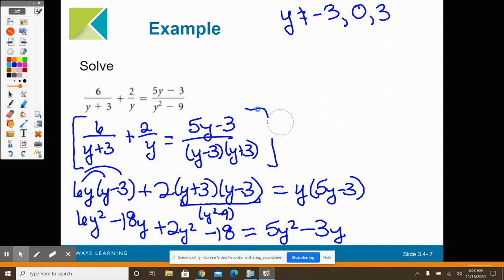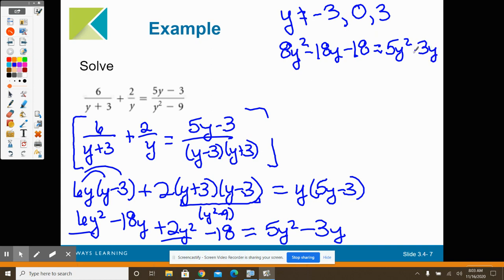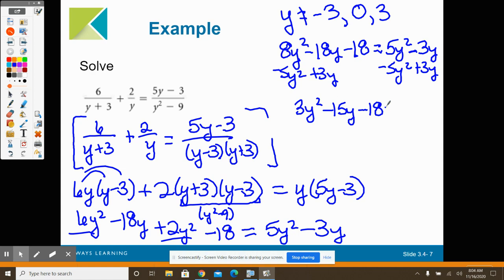Erase my denominator. Okay. So 6y squared plus 2y squared, that's 8y squared minus 18y minus 18 equals 5y squared minus 3y. Looks like I'm going to get y squareds here. So let's get 0 on one side. Minus 5y squared. Add 3y. So I get 3y squared minus 15y minus 18 equals 0.